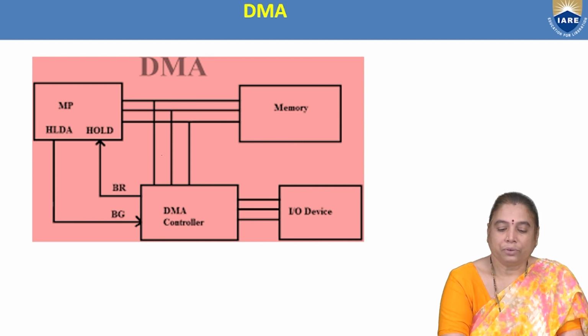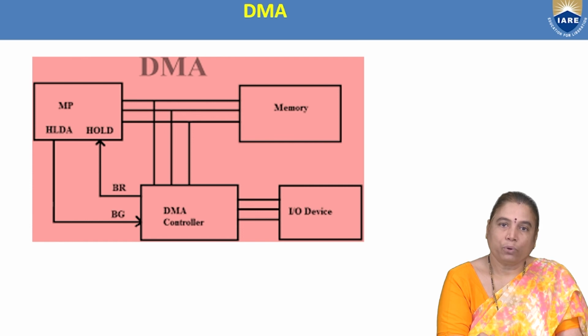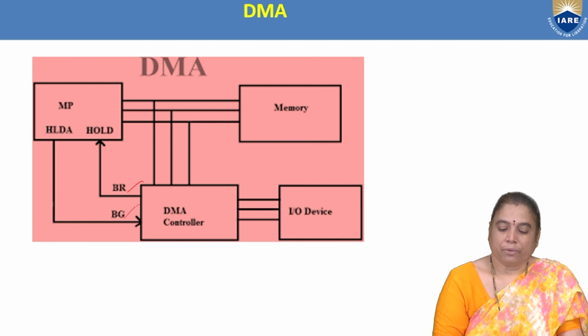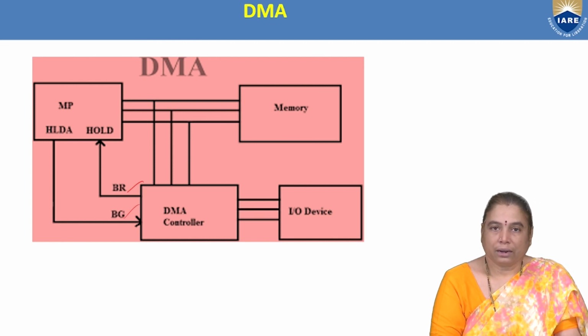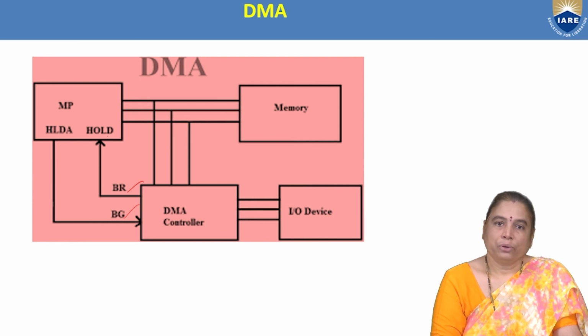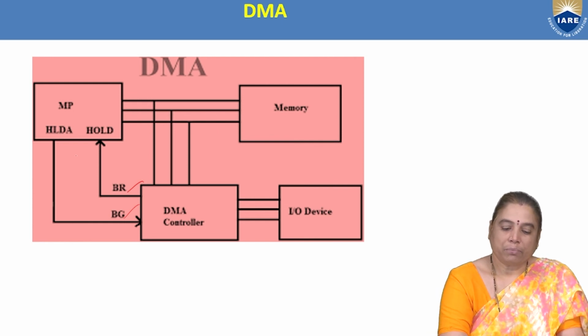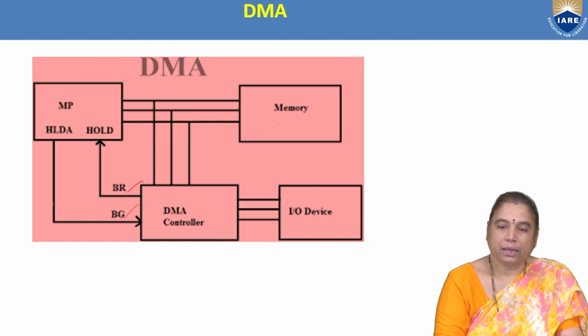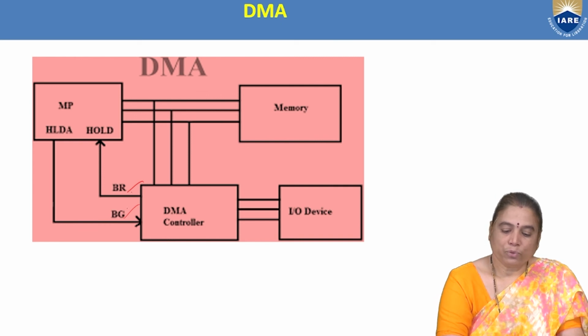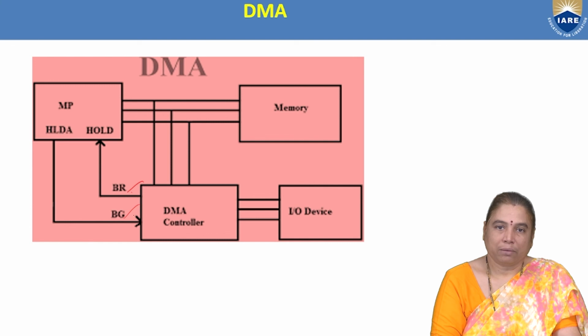Here it avoids the exchange of information through the CPU, but it can gain the CPU control with two control lines. Those control lines are bus request and bus grant. Whenever direct data transfer is needed, the bus request signal is generated to the CPU so that the CPU can grant permission to exchange data directly between the I/O devices and the memory. So with the help of these two signals, the direct memory access can be done.